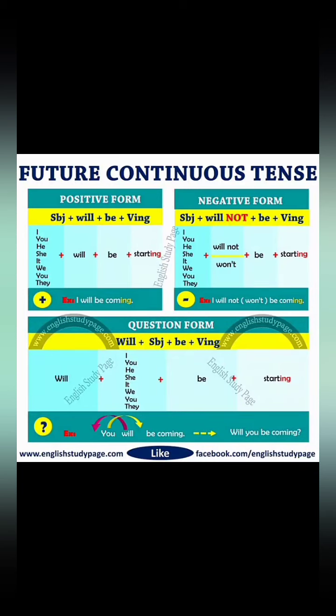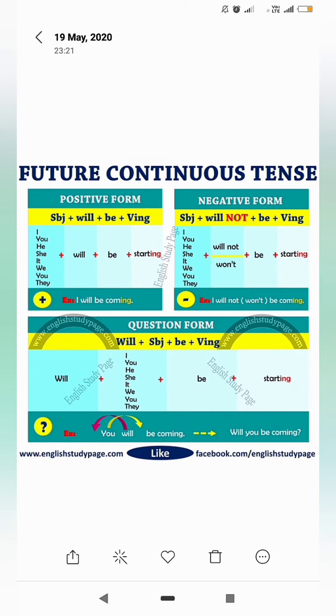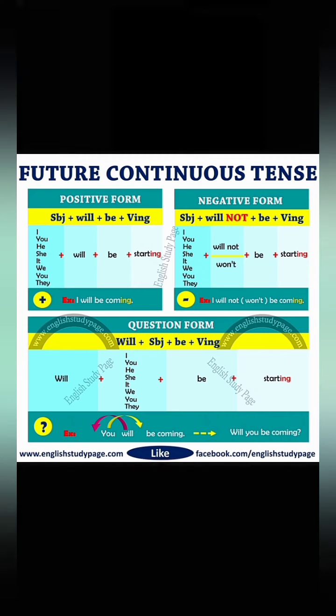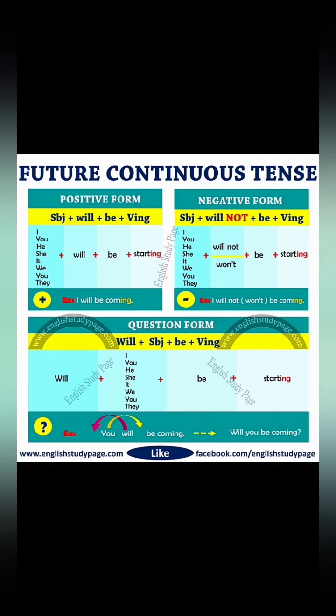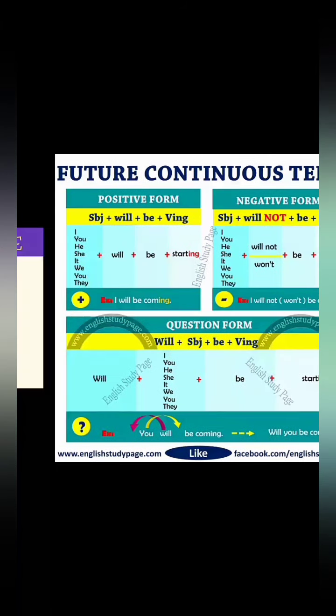Future continuous. A longer action in the future. I will be running a marathon this Saturday. Will plus be plus ing. We have to write will plus be and ing form of the verb. Or if it is negative, we have to write will not plus be plus ing. I will be singing in the party tomorrow. Okay? It is a continuous process that is happening in the future.